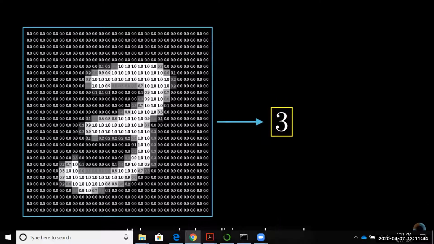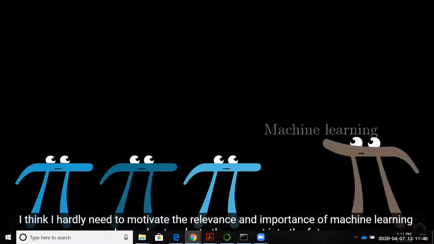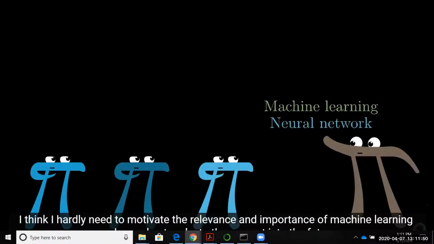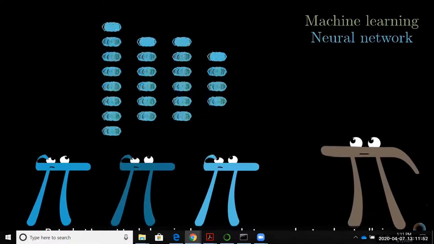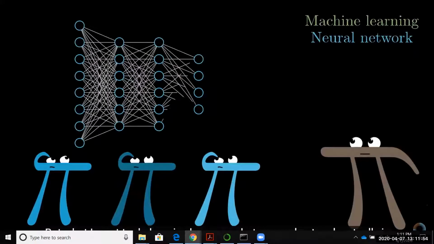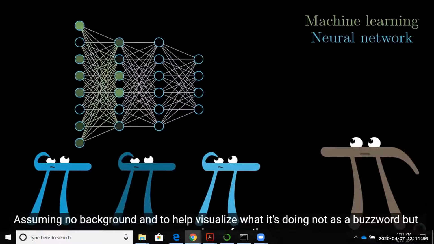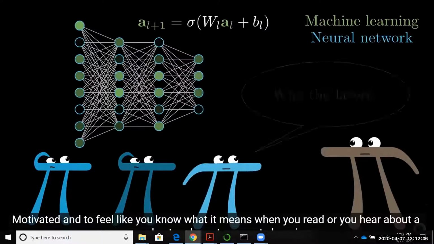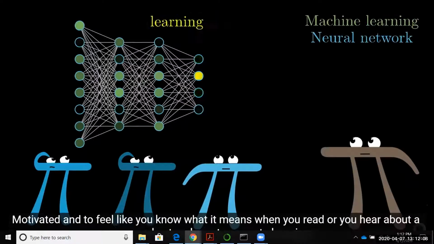Unless you've been living under a rock, I think I hardly need to motivate the relevance and importance of machine learning and neural networks to the present and to the future. But what I want to do here is show you what a neural network actually is, assuming no background, and to help visualize what it's doing, not as a buzzword, but as a piece of math. My hope is just that you come away feeling like the structure itself is motivated, and to feel like you know what it means when you read or hear about a neural network "learning."